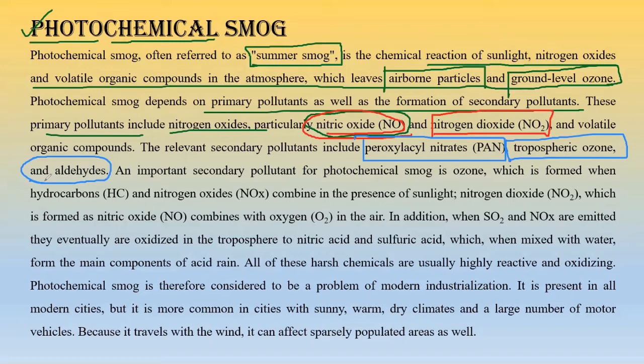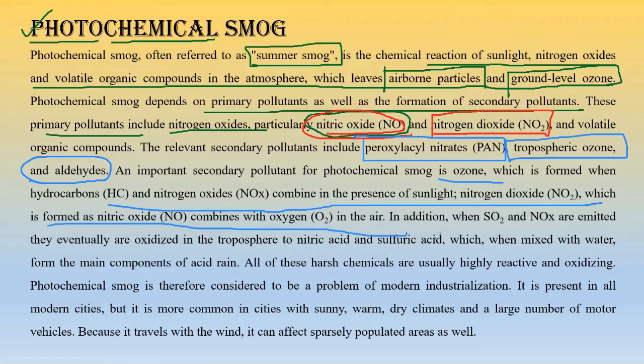Now, an important secondary pollutant is ozone, which is formed when hydrocarbons and nitrogen oxides combine in the presence of sunlight. Okay, so another important thing is ozone, which is formed due to the reaction of this and this, right? Which is formed when it combines with the oxygen in air.